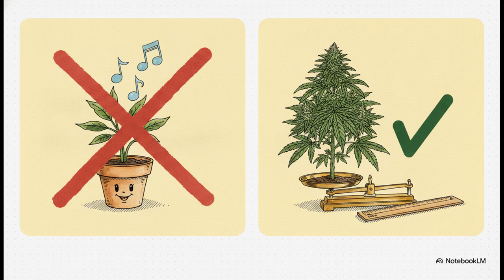Take a look at this statement. Music makes plants happy. How do you even measure a plant's happiness? You can't, right? That makes it completely untestable. But if we say cannabis exposed to classical music produces greater biomass, boom, that is highly testable. We can actually measure that. If a claim cannot be measured and investigated, it basically sits entirely outside the realm of science. Science deals only with what we can measure.